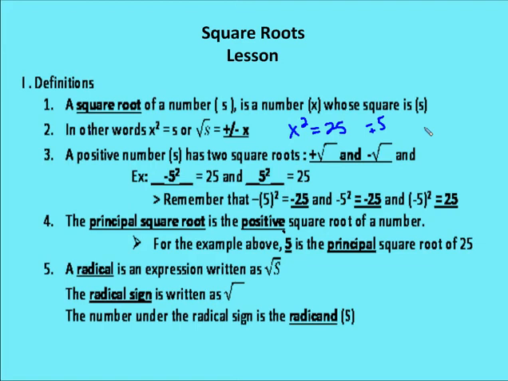Now let's talk about radical signs and different definitions. A radical is an expression written as a square root of some value. It includes the radical sign and what we call the radicand together. The radical sign is written as you see here. The number under the radical sign is the radicand. So the radicand and the radical sign make up the radical as an expression.